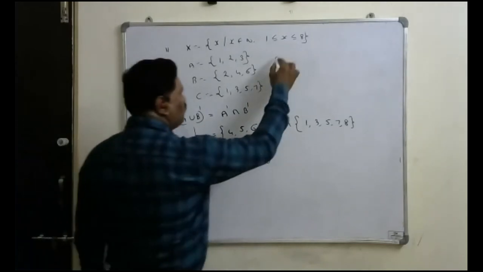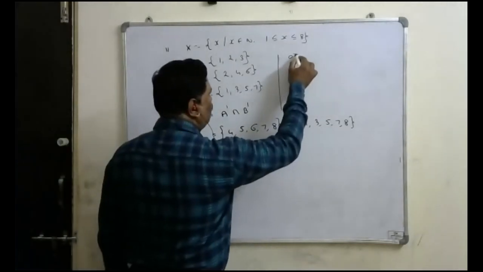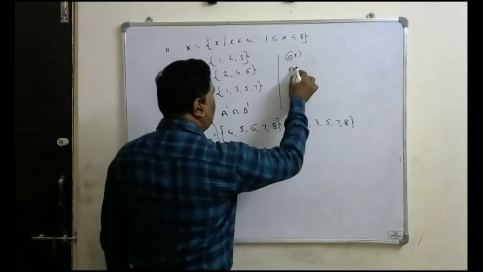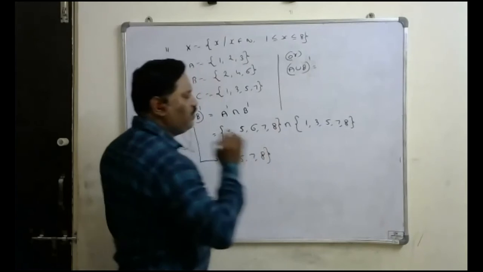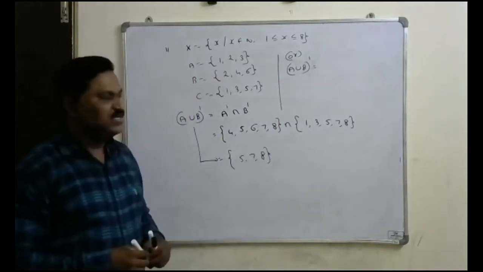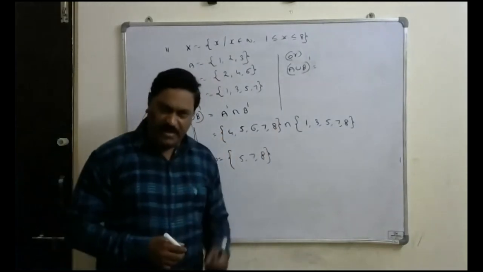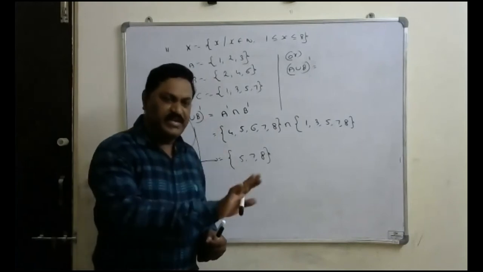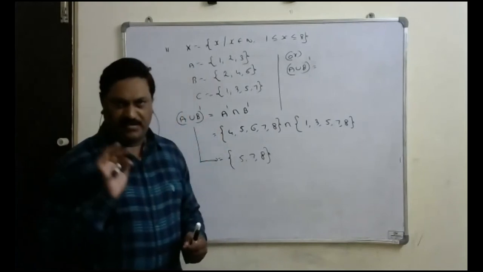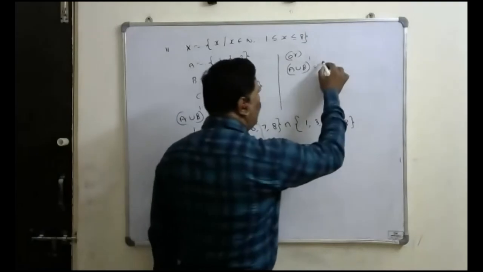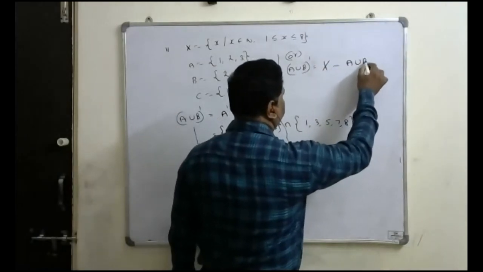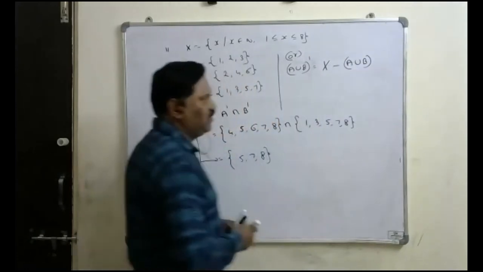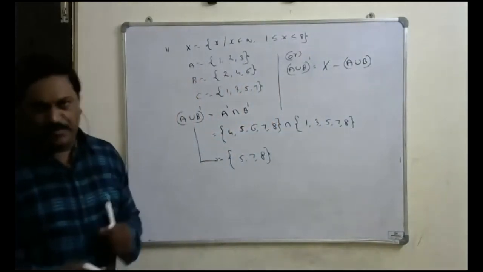Or you can also write it like this. A union B whole dash means the complement of the given set, that is, the set of the elements available in the universal set but not in the given set. That's why A union B whole dash you can write as X minus A union B. This is the meaning of the complement set.